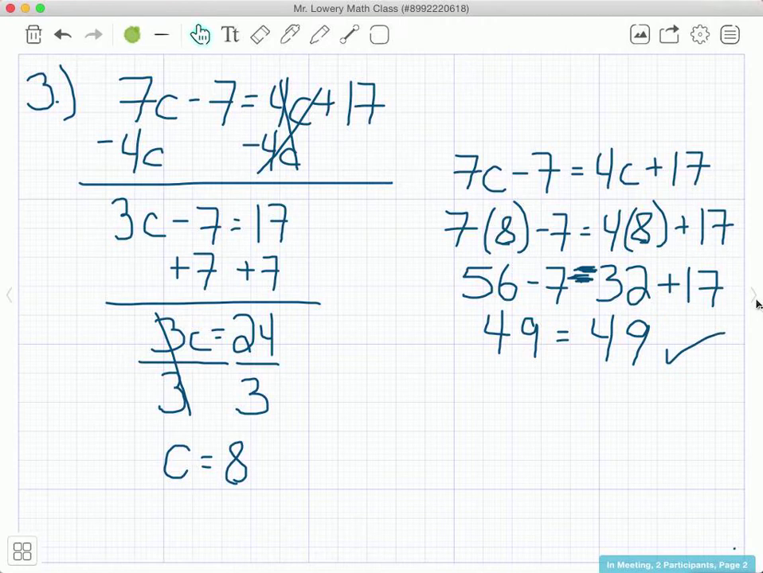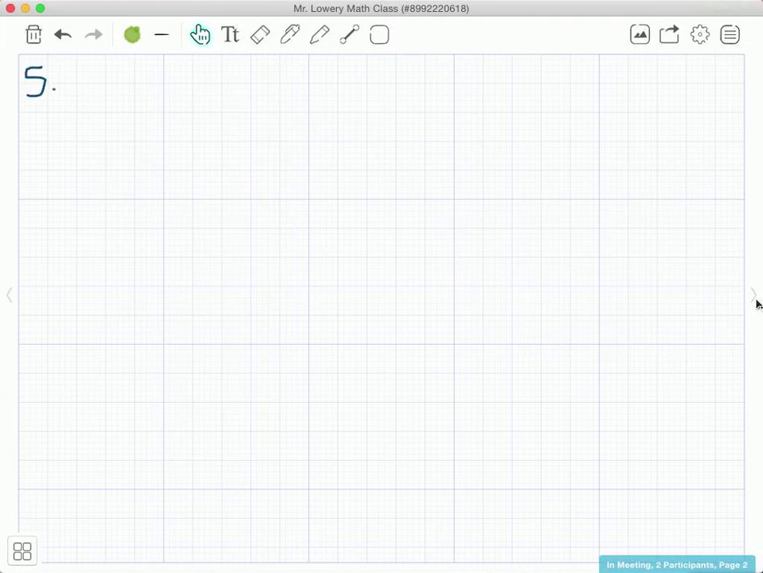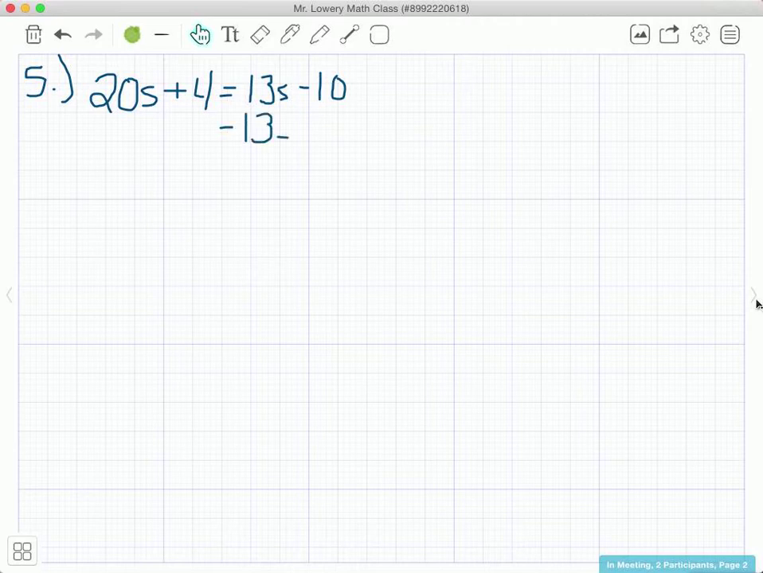Clear out this page, and I'll do the last one in this section, and then we'll move on to the word problems at the end. So the last one says 20s plus 4 is equal to 13s minus 10. And we do this by moving the variables to the left side and the constants to the right side. That's how I usually like to do it. It seems to be the easiest way to keep everything in order.